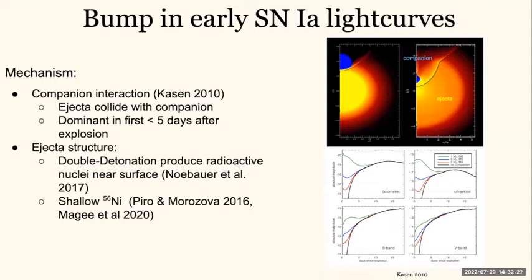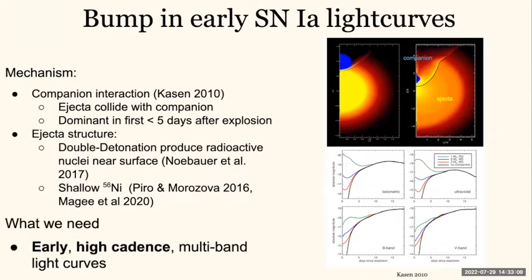And later on, people also proposed that in other models there might be some similar bumps with slightly different shapes and colors, and it's mainly related to the ejecta structure. So you can imagine if there is some nickel 56 distributed in a shallower layer of the ejecta, when it decays, it will create another bump at early times. And one mechanism for such a distribution is in the double detonation model, where the first detonation at the surface may create some nickel 56, and that may lead to a slightly different bump.